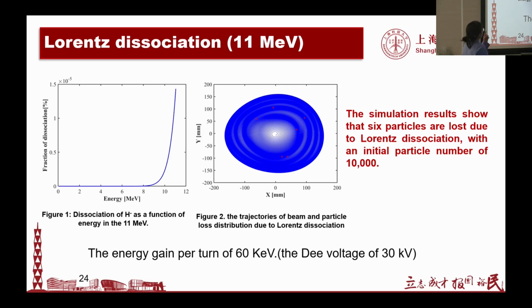Problem 2 is Lorentz dissociation. We calculated it for 11 MeV. The simulation results are shown in figure 2. We can see that only six particles are lost due to Lorentz dissociation with an initial particle number of 10,000. So from this result, Lorentz dissociation doesn't need to be taken into account for 11 MeV.